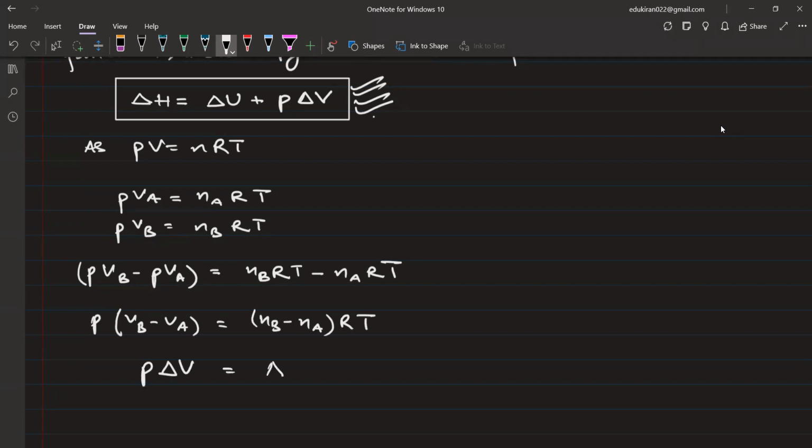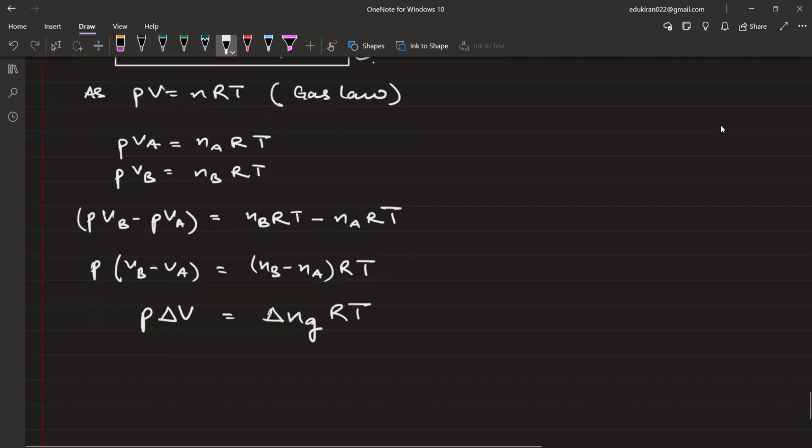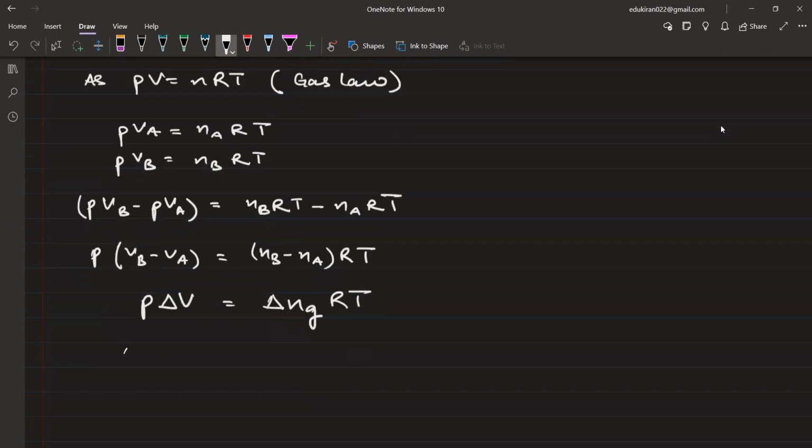nB minus nA we can write as delta n with subscript g. Okay, g means gas, not genius, g means gas, because this is for the gas law. This is a gas law and it is only applicable for gases, delta ng RT. And when we substitute this P delta V here, then I will get the new formula of delta H. That is very important. Delta H is equal to delta U plus delta ng RT.